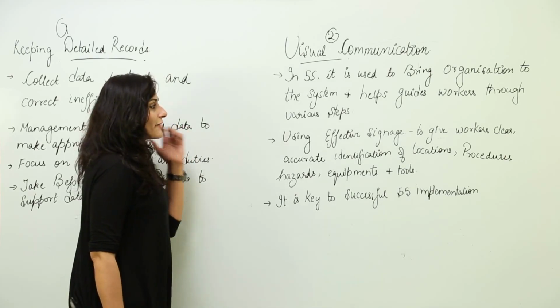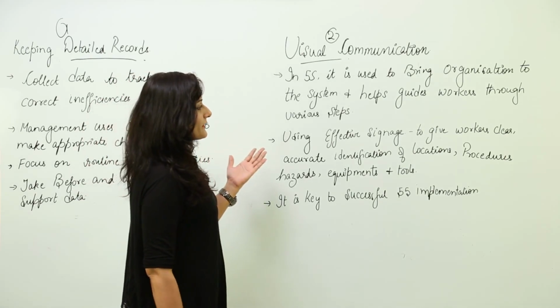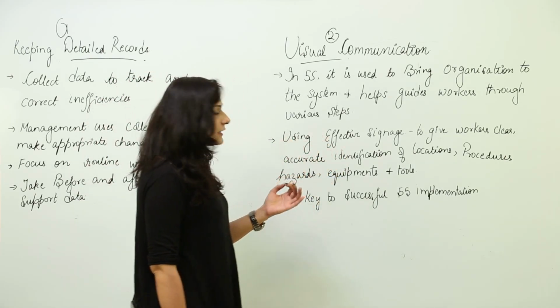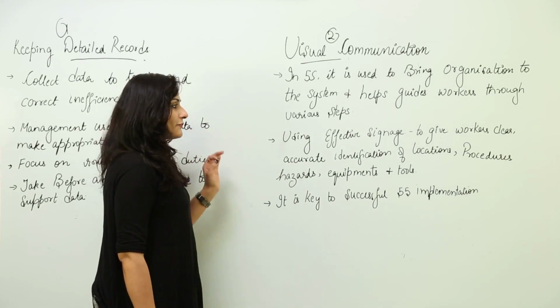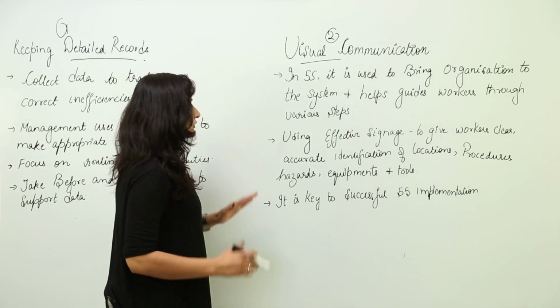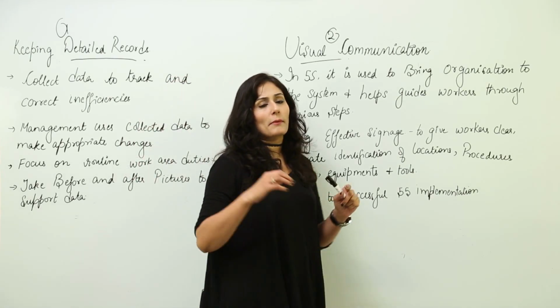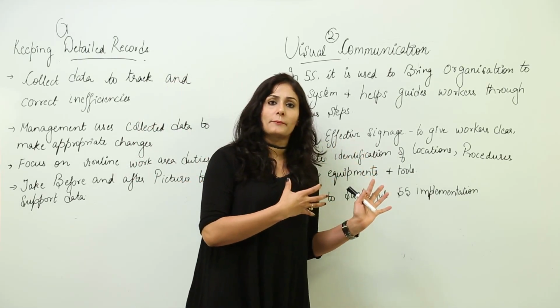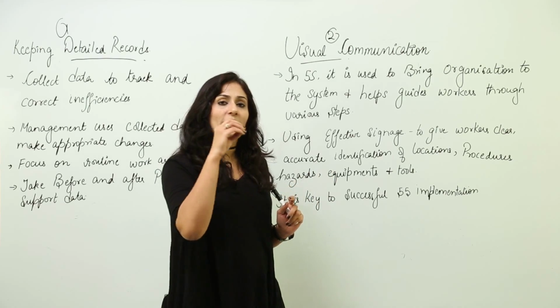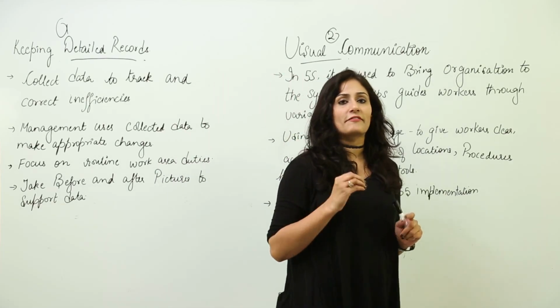So then, using effective signage. When we use effective signs, it gives workers clear, accurate identification of location, procedures, hazards, equipment and tools. So when we talk about data collection and visual communication, these are the basic keys to successful 5S implementation.